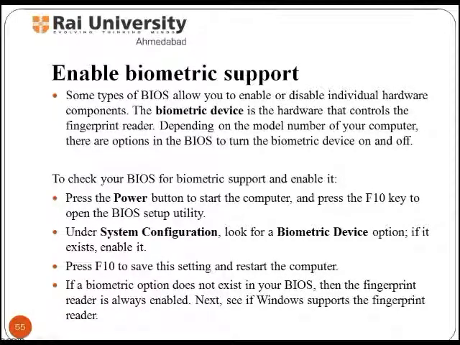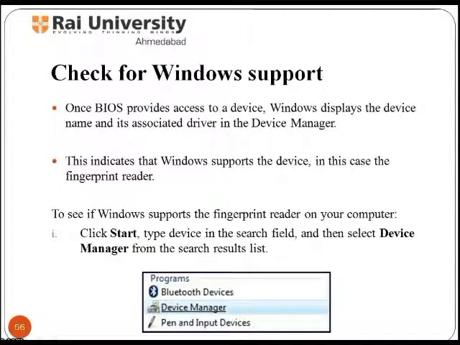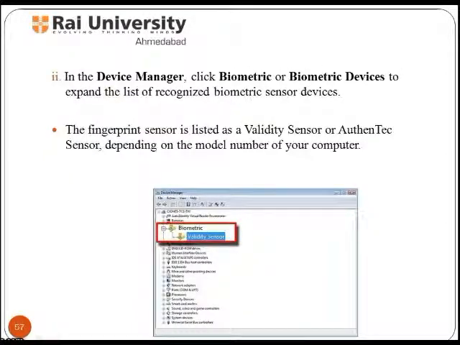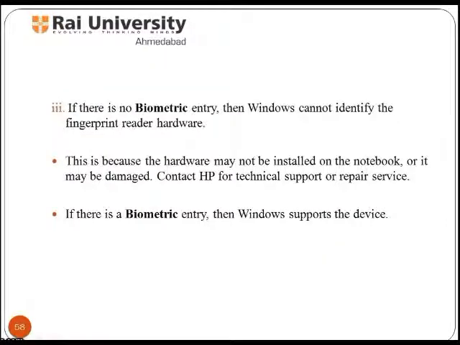Next, see if your Windows supports the fingerprint reader. For this, let's begin by clicking on Start, then type device in the search field and then select Device Manager. Now click on biometric device to expand the list of recognized biometric sensor devices in Device Manager. You can see the images for reference to these steps. The fingerprint sensor is listed as Validity Sensor.